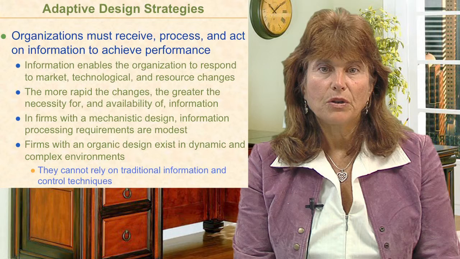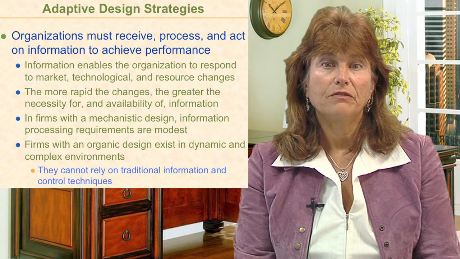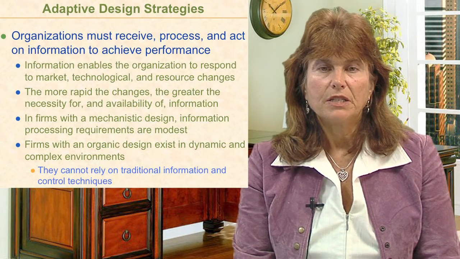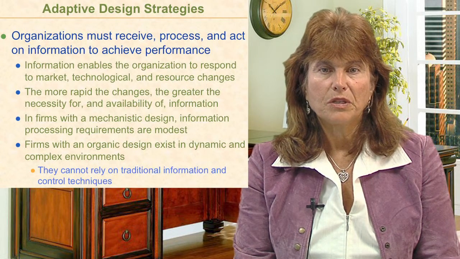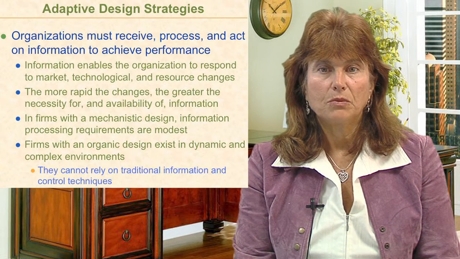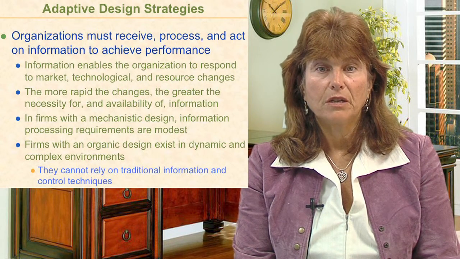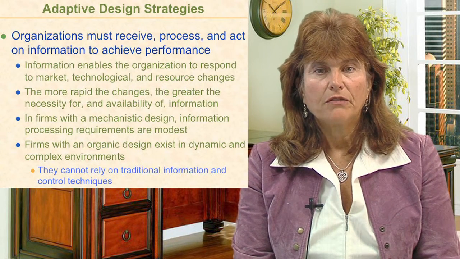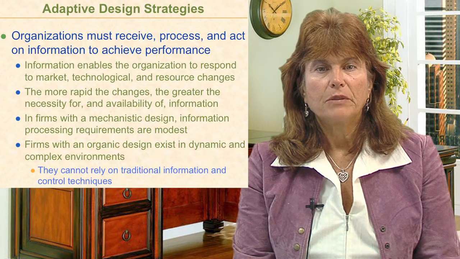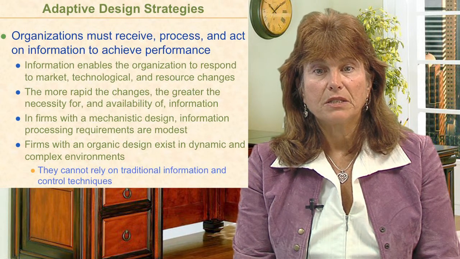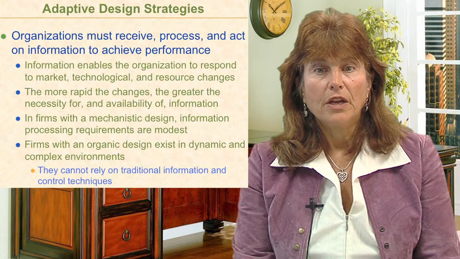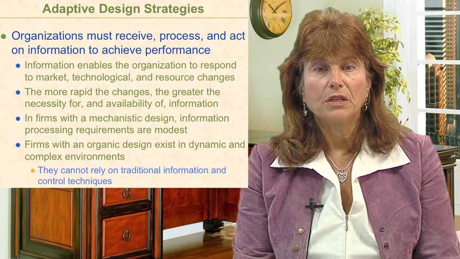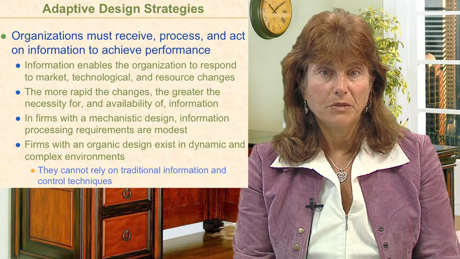This leads us to talking about adaptive design strategies, where organizations receive, process, and act on information to achieve performance. So it's kind of almost like a continuous improvement, total quality management process. Information enables the organization to respond quickly to market and environmental changes. They're able to do it quicker. In firms that have a mechanistic design, information processing usually is modest because the chain of command is so controlled. And firms with organic design usually are able to exist in more dynamic, complex environments that tend to require them to be more adaptive.